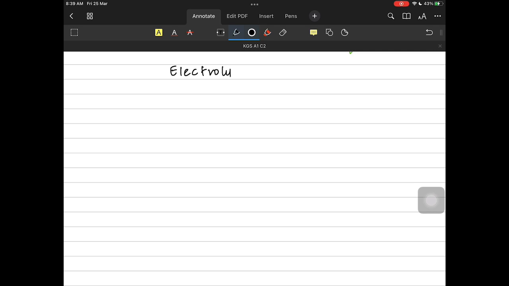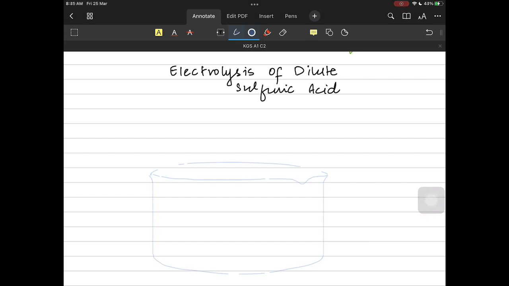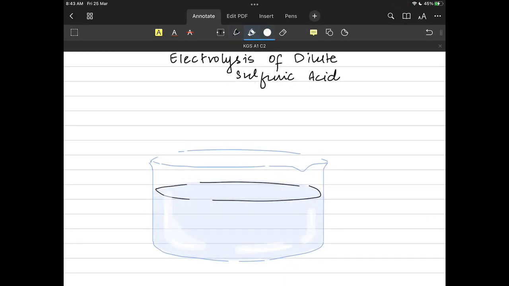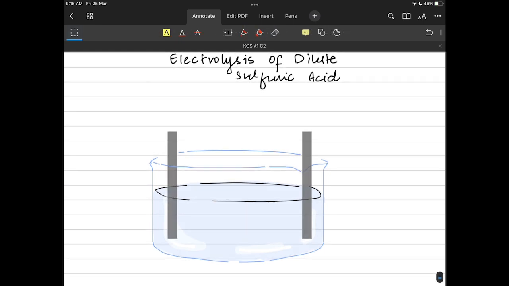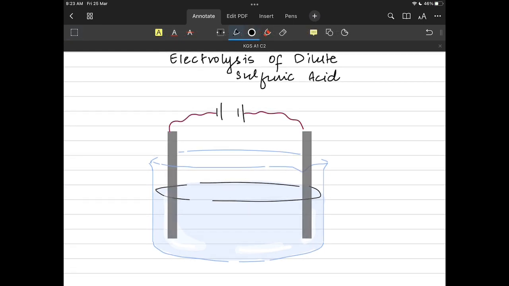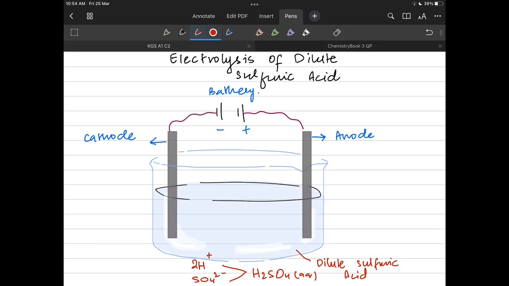When we talk about more electrolysis, let's have a look at the electrolysis of dilute sulfuric acid. It's unique in a way because it's not a single compound, it's rather a solution. Imagine you have an electrolytic cell with dilute sulfuric acid in it. You have two graphite electrodes which are connected with a copper wire to a battery. So I have a battery, the cathode is connected to the negative terminal, the anode to the positive.